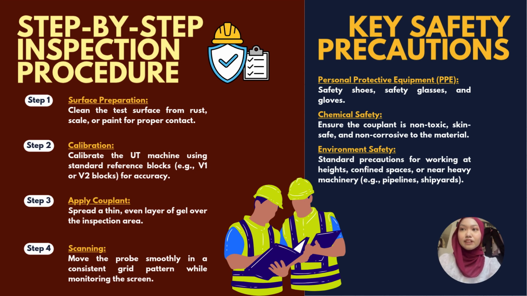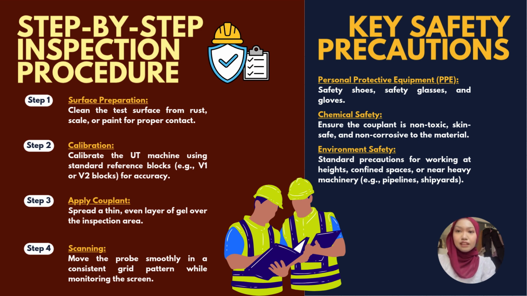Step 1. For the surface preparation, you have to clean the test surface from rust, scale, or paint for proper contact. Step 2. For calibration, we have to calibrate the UT machine using a standard reference block, for example, V1 or V2 blocks for accuracy. Step 3. Apply couplant. We have to spread a thin, even layer of gel over the inspection area. And the last one is scanning. We have to move the probe smoothly in a consistent grid pattern while monitoring the screen.